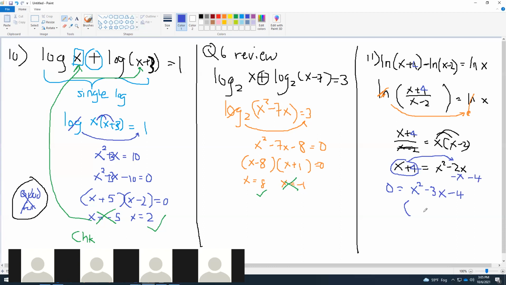And what's the factor here? -4 and 1. And what's your answer here? 4 and -1, right? Which one is no good? The -1. So this is your answer.